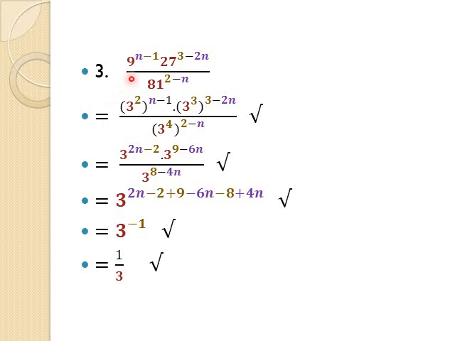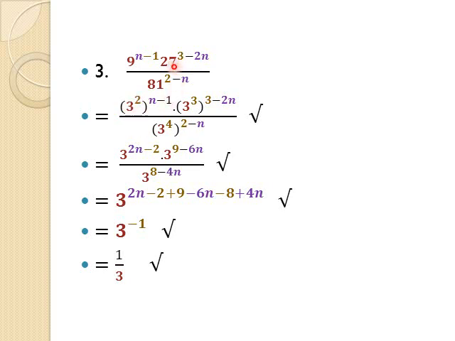In problem number 3, we now have multiplication and division of exponents. Very common exam question. First step, if you're in grade 11, we will always test if you can take these composite numbers and write them as prime bases. So 9 becomes 3 to the power 2, 27 is 3 to the power 3, 81 is 3 to the power 4. If you have a Casio FX82 calculator, you can just press 9, equals, shift, fact, and it will give you 3 to the power 2.